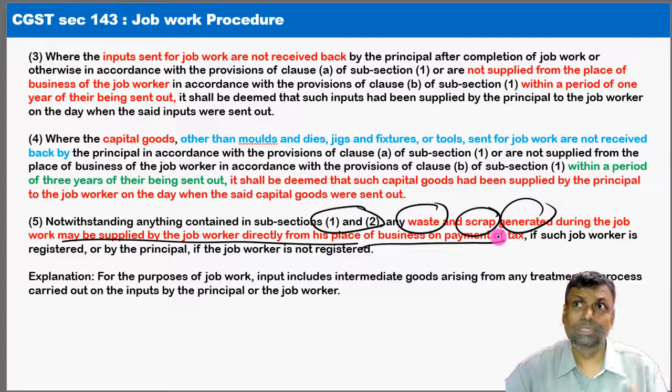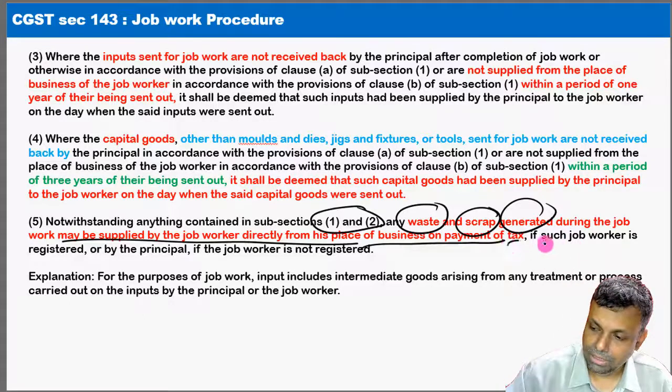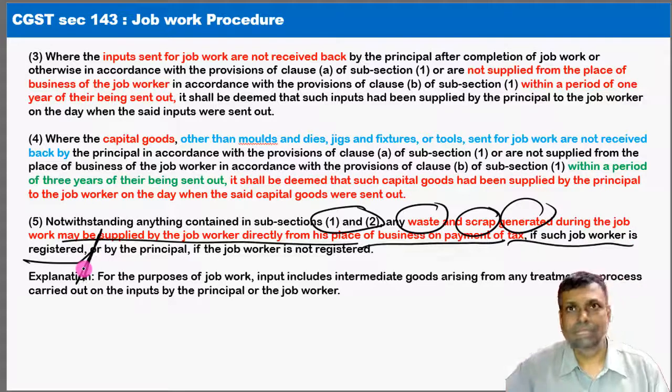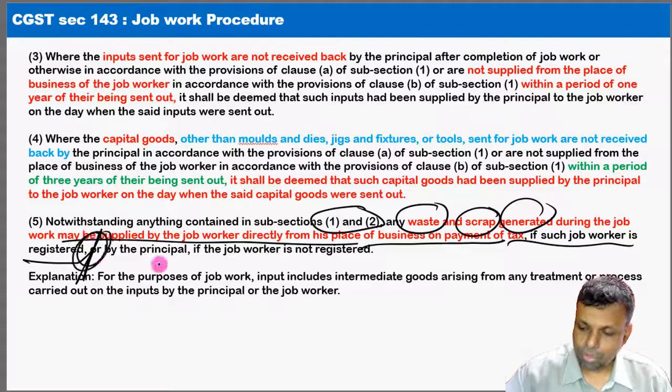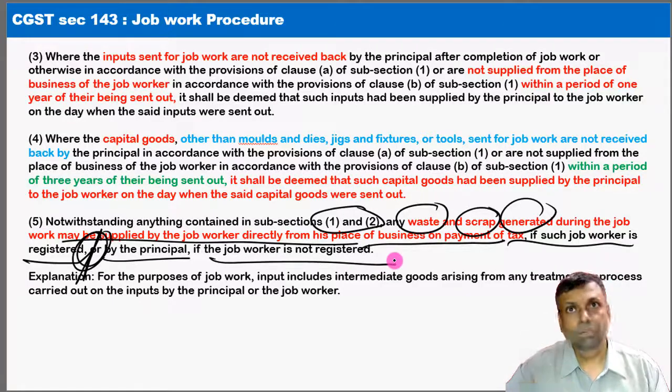Now, the moment you say that you are going to clear upon the payment of the duty, naturally you should be a registered person. So if such job worker is a registered person, he can carry out that normal transaction, but it is always upon the payment of the duty, it is nothing like duty free. Or it can be cleared by the principal if the job worker is not registered. The principal will direct that job worker to clear off that waste and scrap, but it has to be upon the payment of duty. In other words, the condition for the return of the waste and scrap is not there.